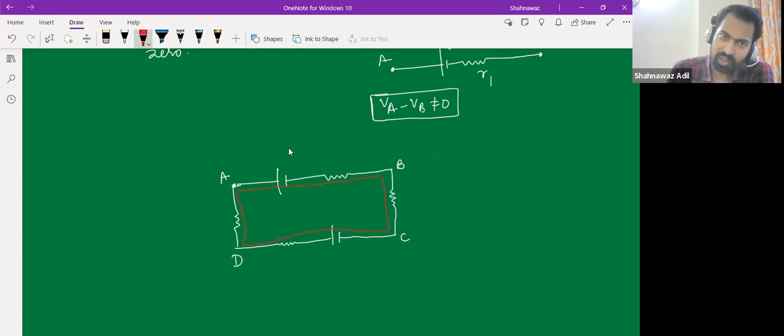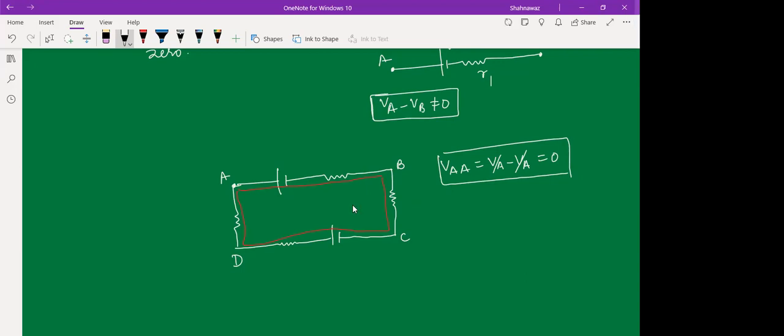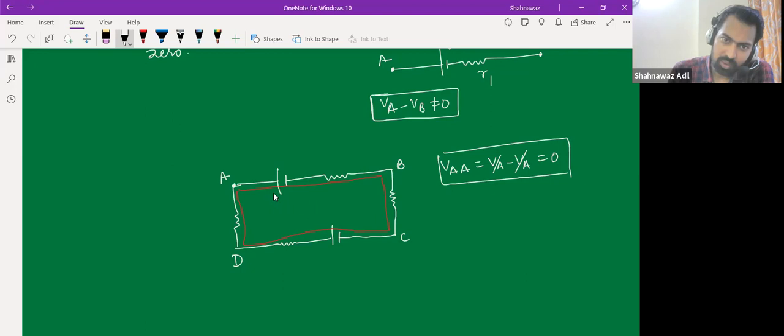The potential difference in a closed loop would be how much? This would be VA minus VA, right? So how much would this be? In a closed loop, that is how you calculate all the potentials and then come back to this point. So in a closed loop, the total voltage would be zero. Is that clear to you guys? Yes, sir.